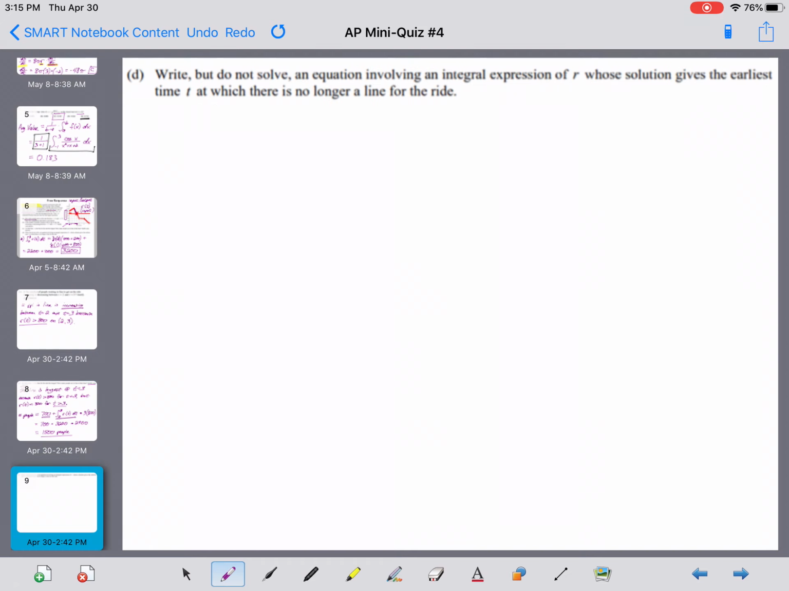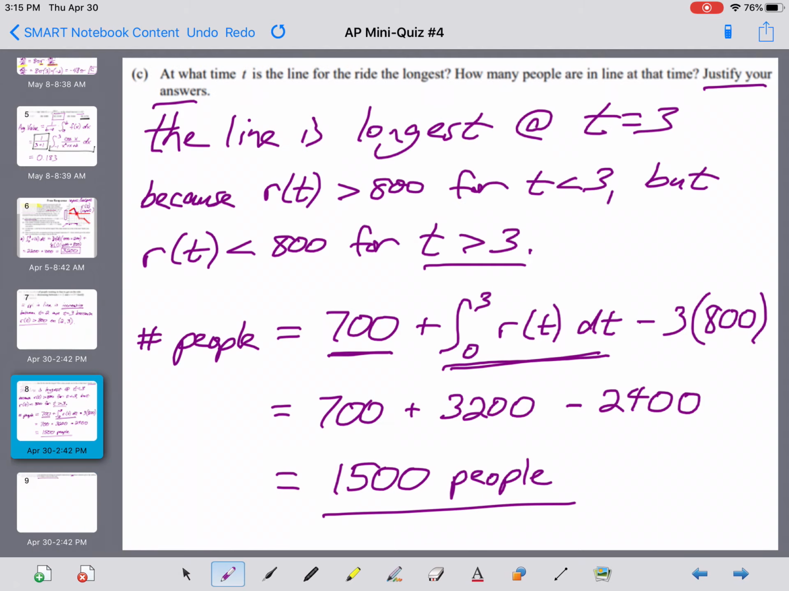All right, let's take a look at D. Write but do not solve an equation involving an integral expression of r. That's important right there. We'll come back to that in just a minute. An integral expression of r whose solution gives the earliest time t at which there's no longer a line for the ride. Okay, so what's going on right here is actually a direct extension of the work that we just did in C.